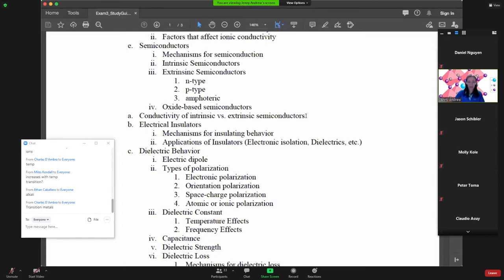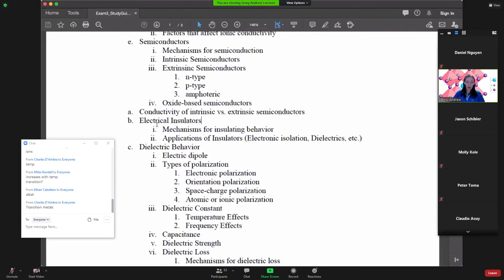Okay, so if you have an old version, and I updated it online this morning, there should have been a return right after semiconductors. So this electrical insulator should be its own section. So if you're looking at an old version of the study guide, I apologize for that. It was corrected as of probably half an hour or 45 minutes ago.